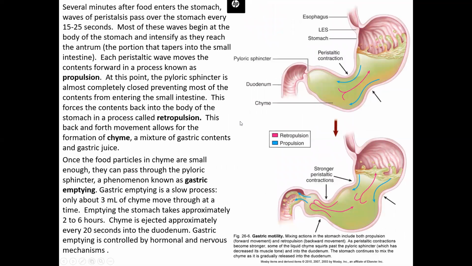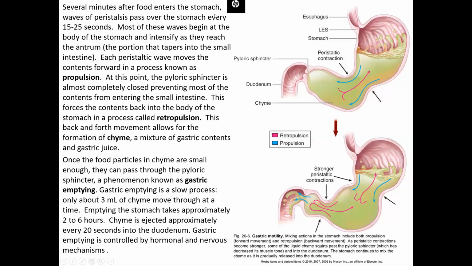Now, before we move on from the stomach, we got a little bit more to talk about. On this page, I want to talk about what takes place in our stomach with regards to digestion, with mixing up the contents, the food, with the gastric juice that we just talked about.